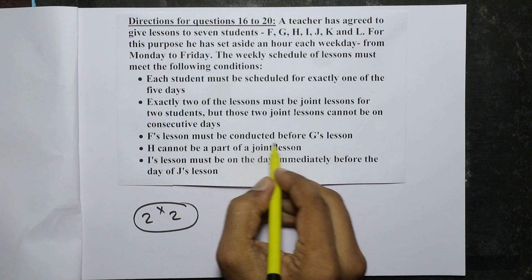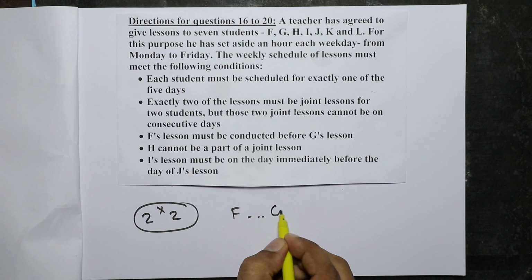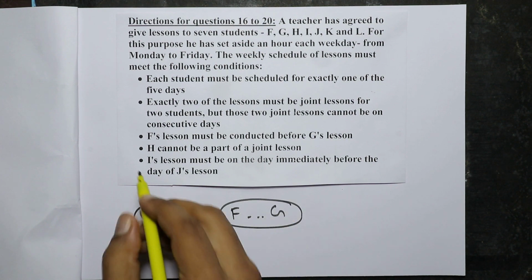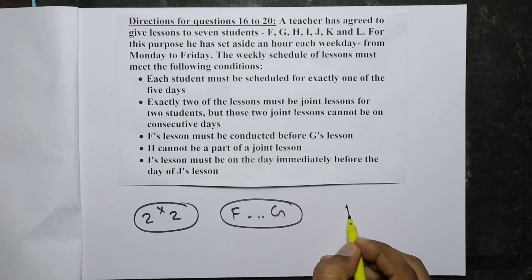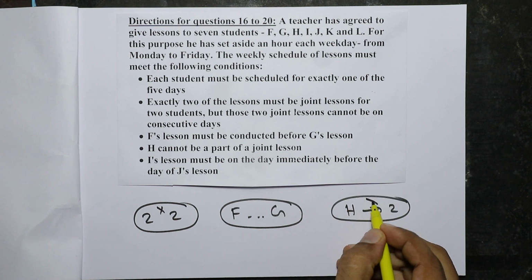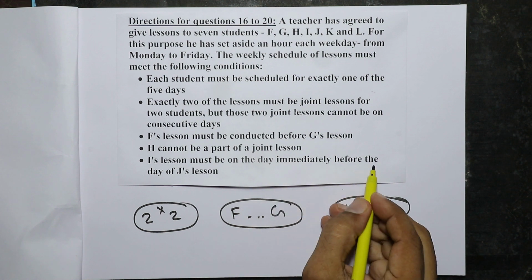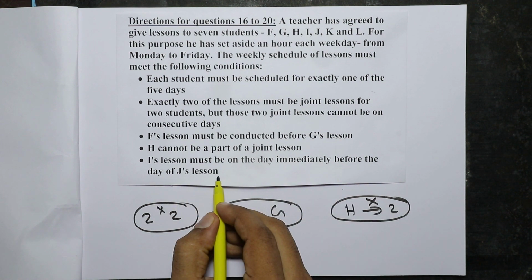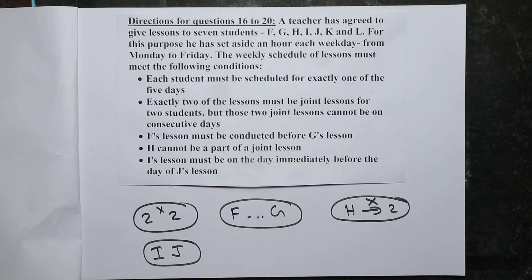F's lesson must be conducted before G's lesson. So F has to be before G. H cannot be a part of a joint lesson. So H is in 2, that is not allowed. I's lesson must be on a day immediately before the day of J's lesson. So I and J in this order. So we have got all the conditions. Let's start now.